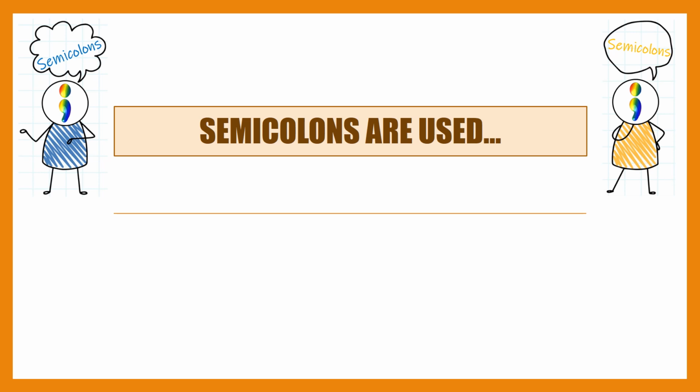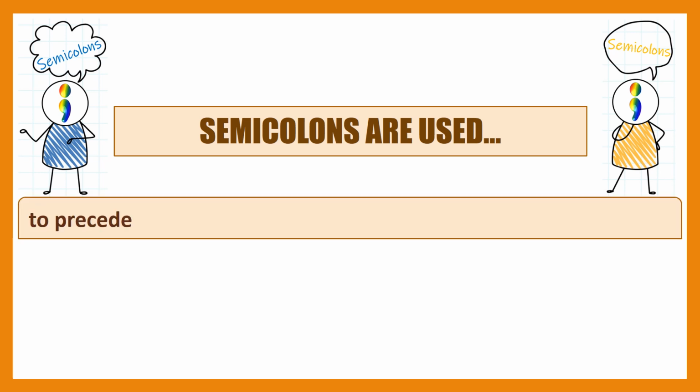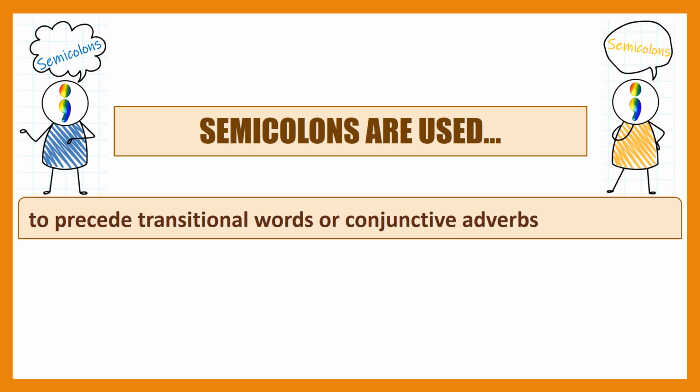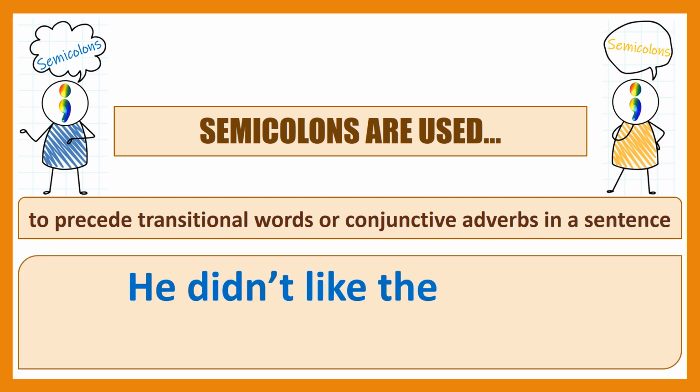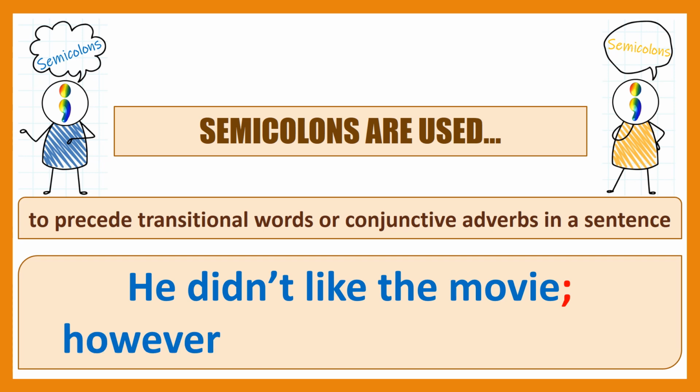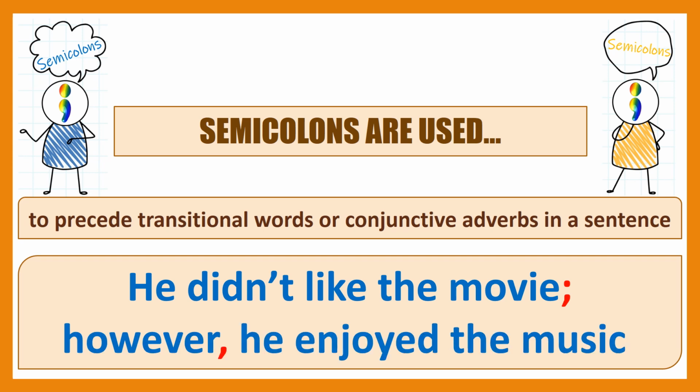Semicolons are used to precede transitional words and conjunctive adverbs in a sentence. For example, he didn't like the movie; however, he enjoyed the music. In this sentence, a semicolon before a transition, however, and a comma after it connect two independent clauses.